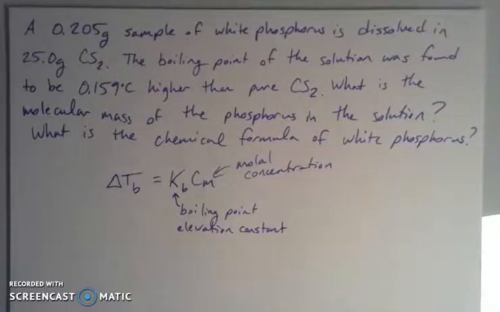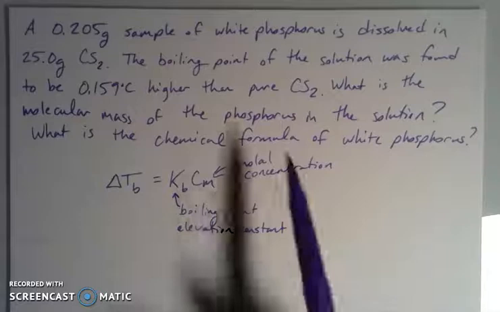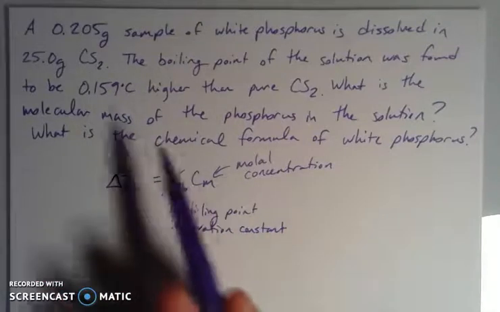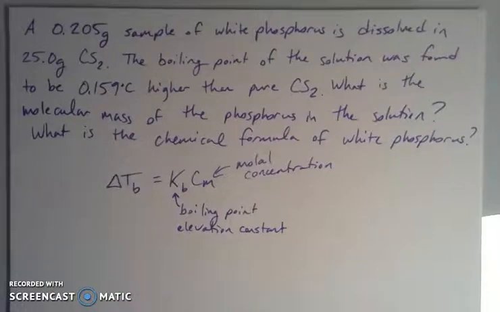So if we look at this problem, I have 0.205 grams of white phosphorus, and it's dissolved in this solvent. So this is carbon disulfide, and I have 25 grams of it.